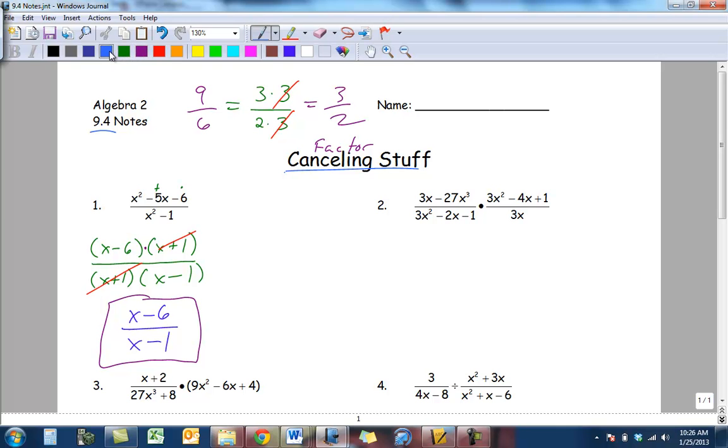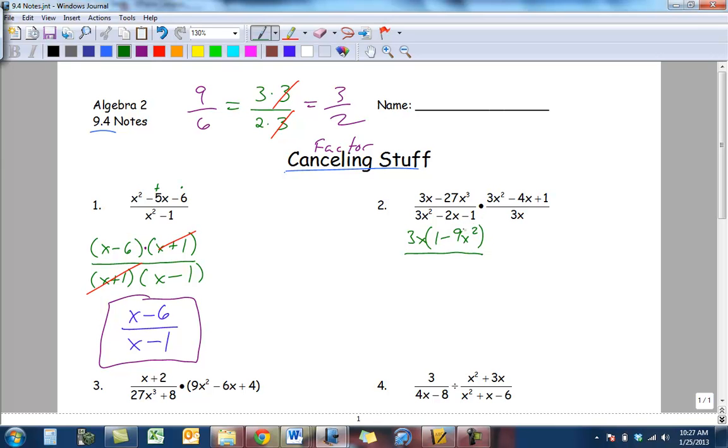Number 2, I already put some stank on it immediately. There's 4 things going on here. We're going to factor each piece. Don't do the whole thing at once. Just look at this piece: 3x minus 27x cubed. What can come out? GCF always first, right? 3x can factor out. You're left with 1 minus 9x squared, over 3x squared minus 2x minus 1.